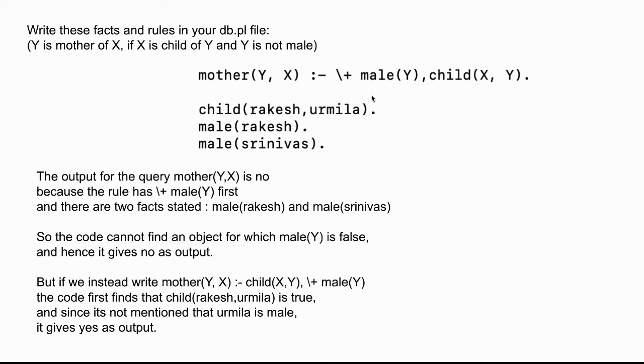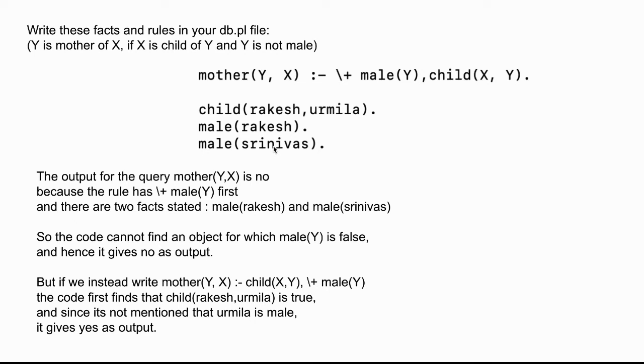Because here what happens is that Prolog first checks for this rule, that male of y negated. It finds that male of Rakesh is true and male of Srinivas is true. So for both these facts which we know, male of y is true, and so the negated is false, and so false and anything is false, and so that's why it gives an answer of no.